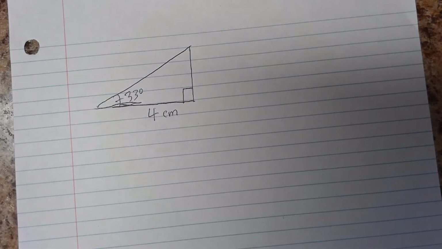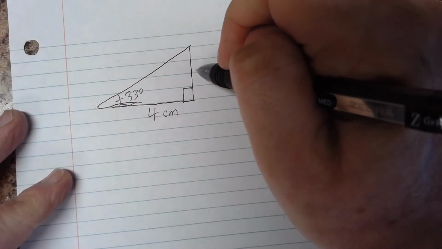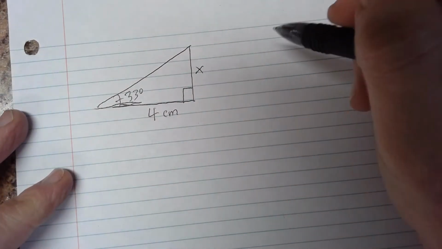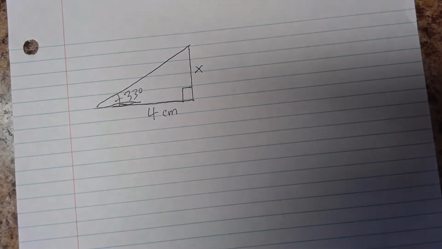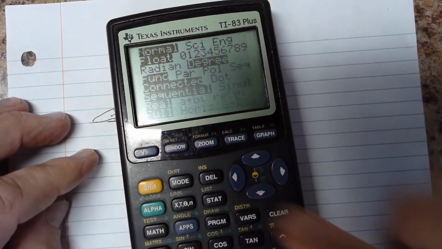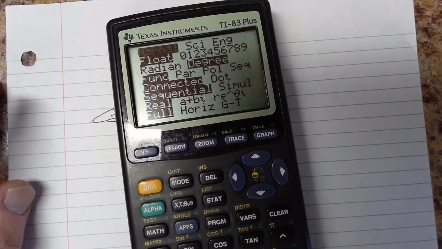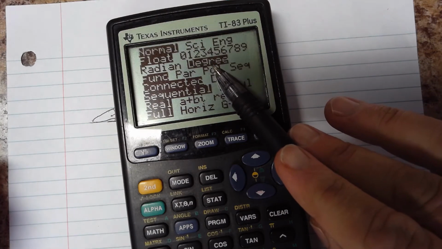Side length of 4 centimeters and 33 degrees. And I'm going to use this to find the unknown side x here. Now, the first thing that you need to do before you do any work whatsoever, a refresher from the previous lesson, is that you go into mode and you make sure your calculator is set to degree. This one already is.